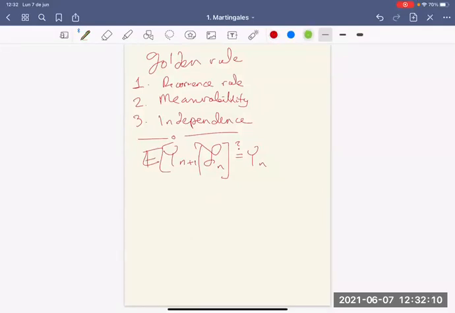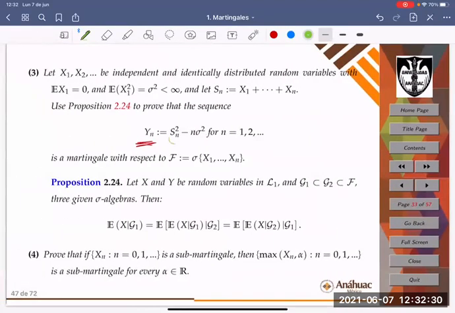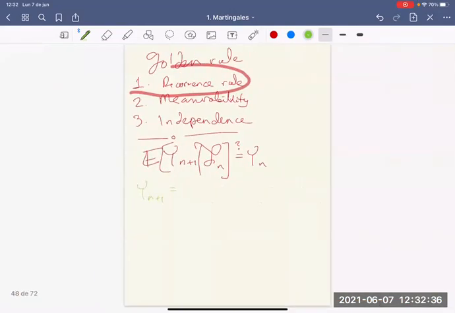Now, to do this, what I need first is to use the first step of the golden rule. So the first part is to try to write this Y_{n+1} in terms of Y_n, right? What I have in here is that this thing equals S_n squared minus n, no? So S_{n+1} squared minus n plus 1, no, sorry, (n+1) sigma squared. That's it. So what next?